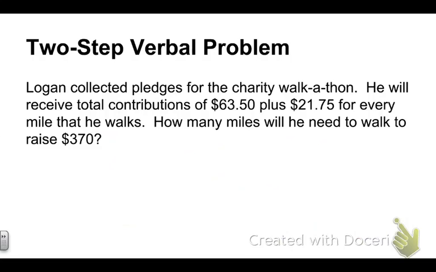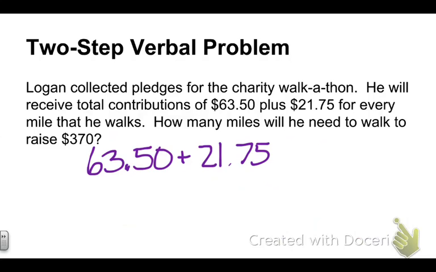So, go back. Let's see. He receives total contributions of $63.50. Remember, you don't need to put the dollar signs into the problem. Plus $21.75 for every mile that he walks. Well, we don't know how much he walks, so that is your variable x. How many miles will he need to walk to raise 370? That's his goal. That's what he's trying to equal. So then we can solve from there.